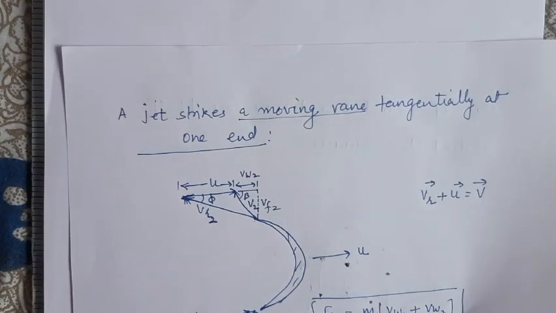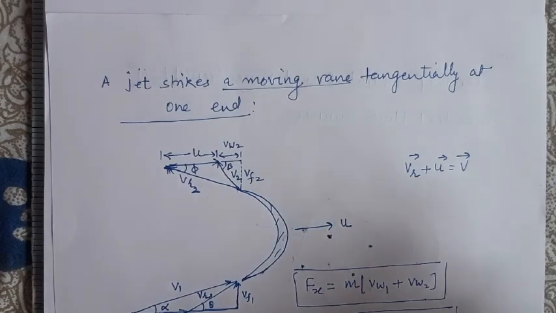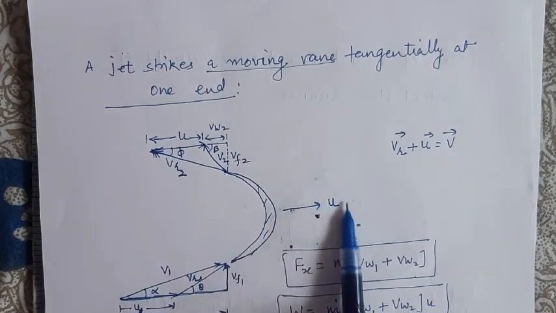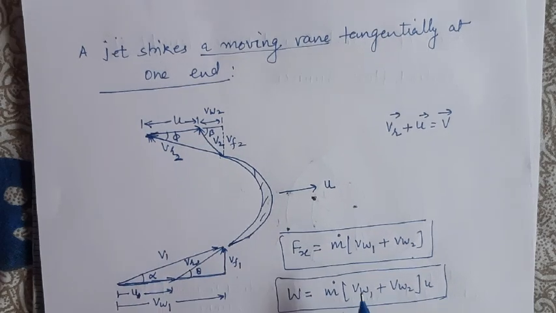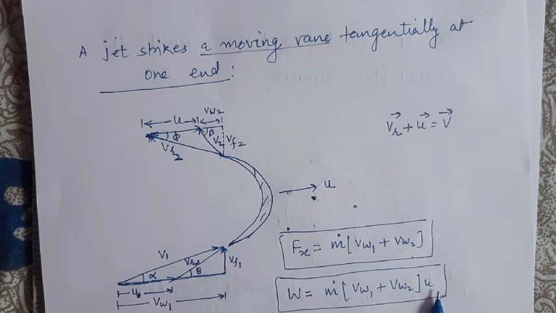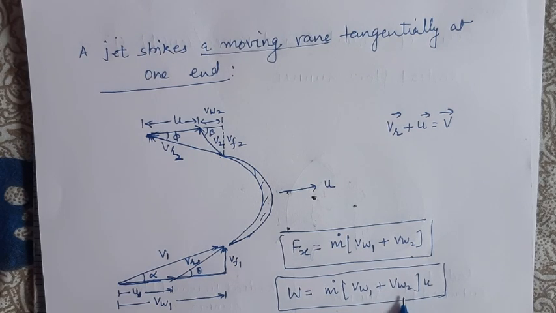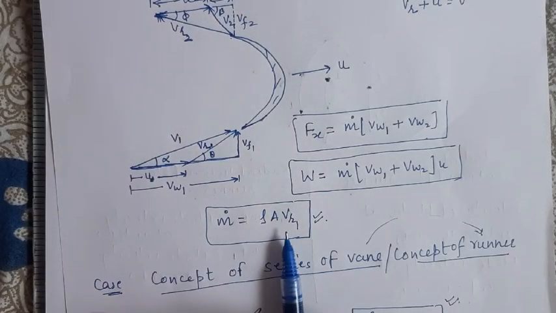First of all, we did for a single vane: a jet of water striking a single vane tangentially at one end, and the vane was moving with velocity u. The velocity triangles we drew, you have to practice these, and we observed that the work done per second on the vane is given by m dot times (Vw1 plus Vw2) multiplied by the speed of the blade. Vw1 and Vw2 are the components of absolute velocity at inlet and exit in the direction of motion of the vane, known as whirl velocity. And m dot in case of a single vane is given by rho a VR1.